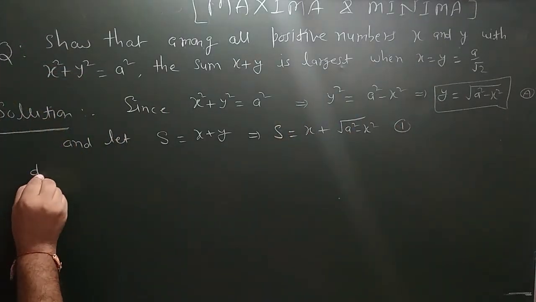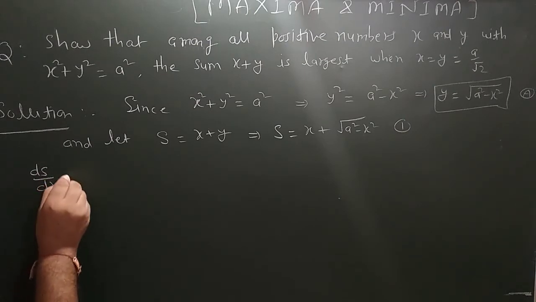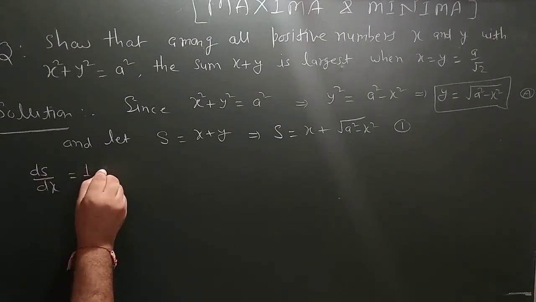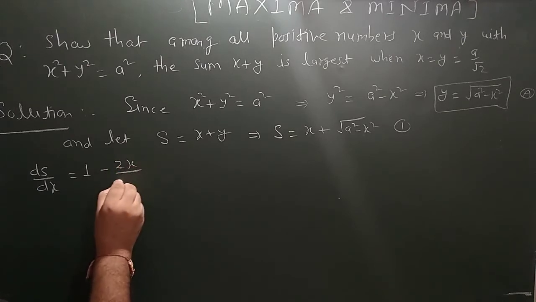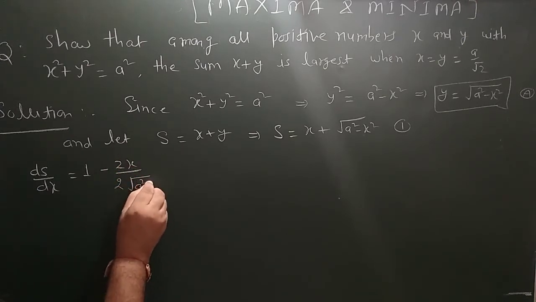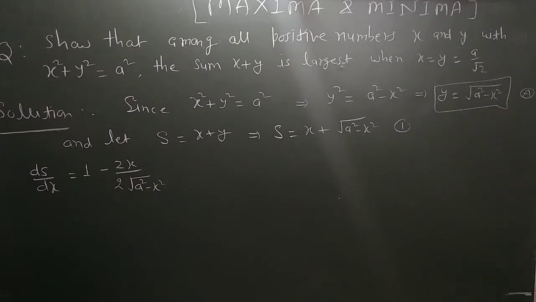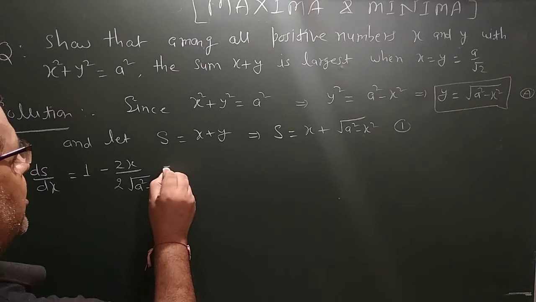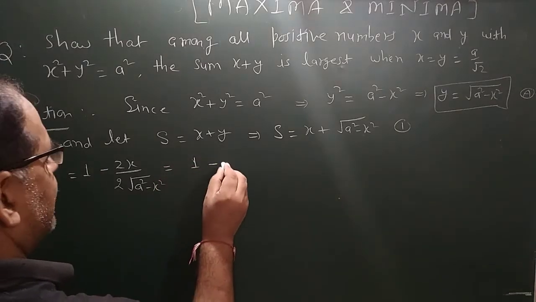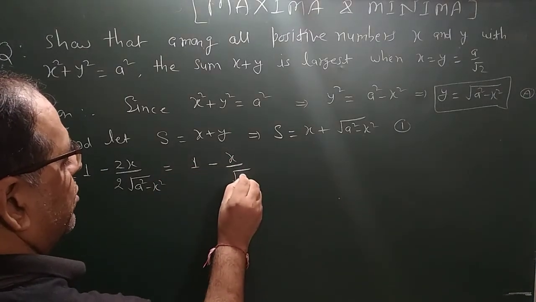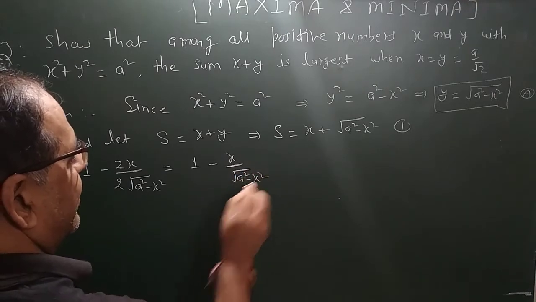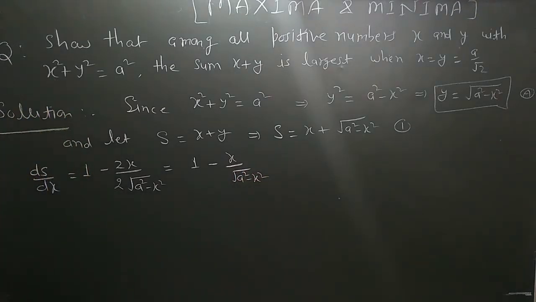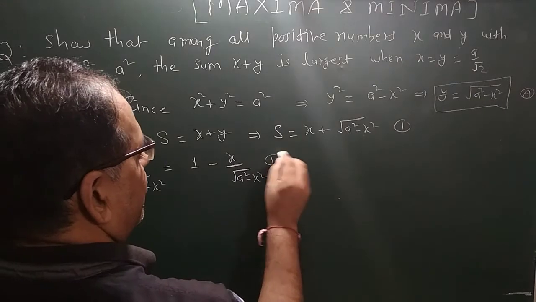Now ds over dx, the first derivative. This is 1 minus 2x upon 2 under root a square minus x square, the differential of under root a square minus x square. So this is 1 minus x upon under root a square minus x square. Assume this as equation number 2.